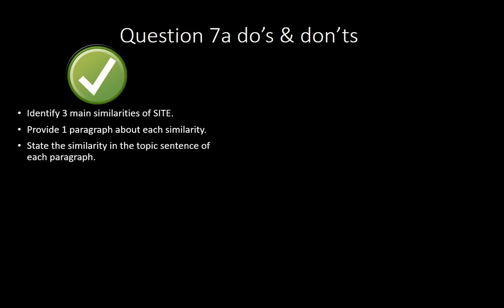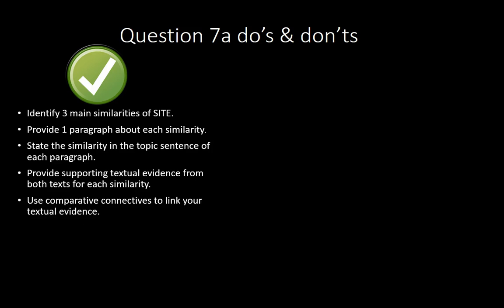separate paragraphs. You begin each paragraph by stating the similarity in the topic sentence, and remember that similarity is a general one. It is not a similarity of technique, it's a similarity of content. You must then provide supporting textual evidence from both texts and signal to the examiner very clearly which text you are referring to. You must use comparative connectives to link your textual evidence so that the examiner knows that you're seeing what is the same about those texts. So words like similarly, likewise, in the same way are all good connectives to use in there.